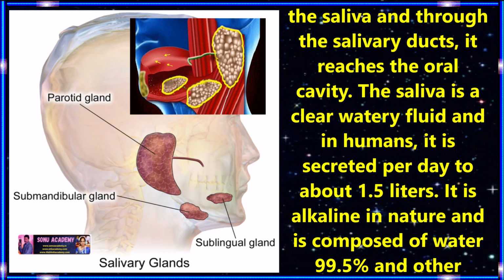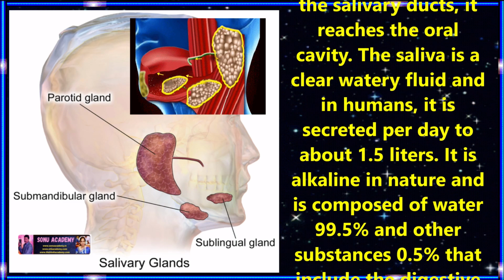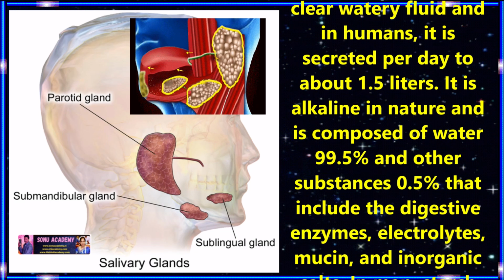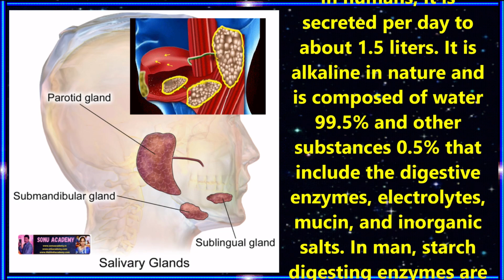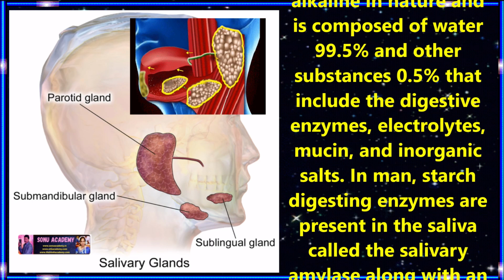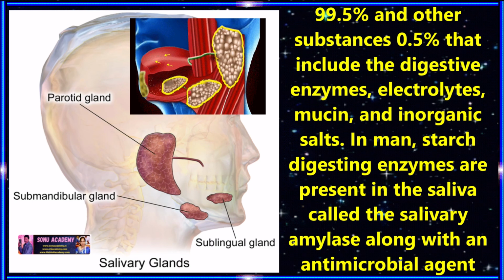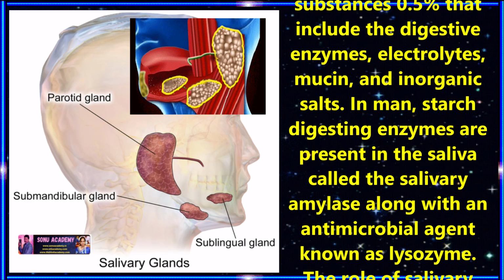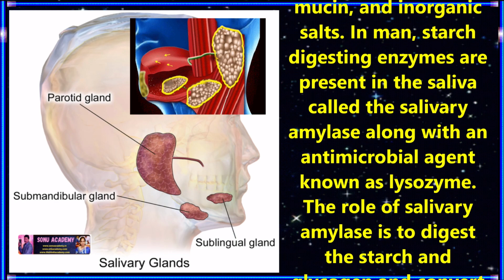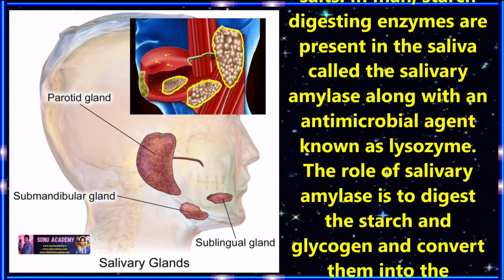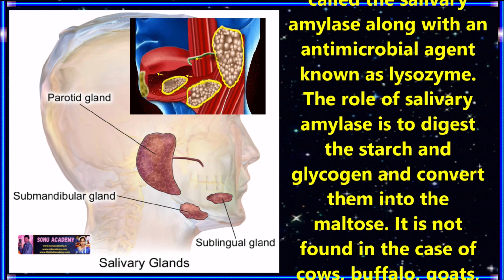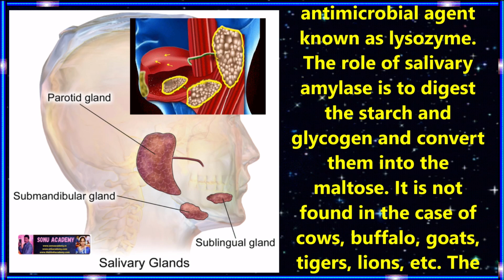The saliva is a clear watery fluid and in humans about 1.5 liters is secreted per day. It is alkaline in nature and is composed of 99% water and 0.5% other substances that include digestive enzymes, electrolytes, mucin and inorganic salts. In man, a starch digesting enzyme called salivary amylase is present in the saliva, along with an antimicrobial agent known as lysozyme.